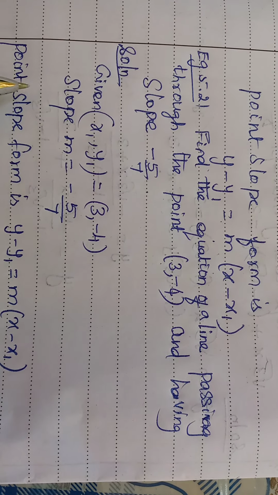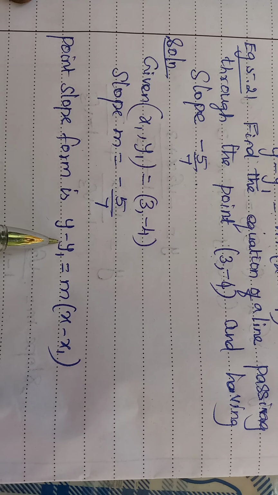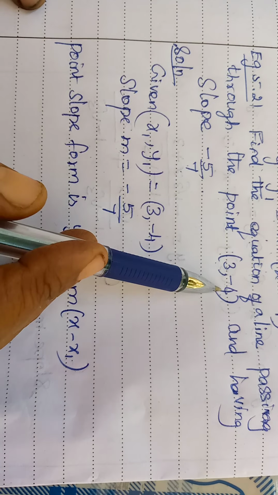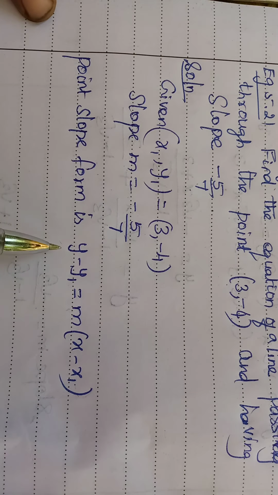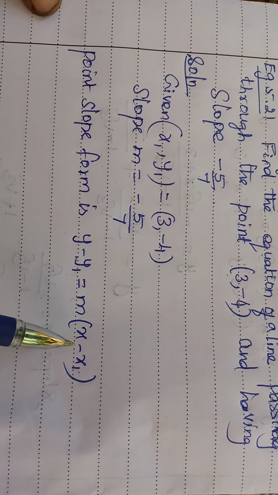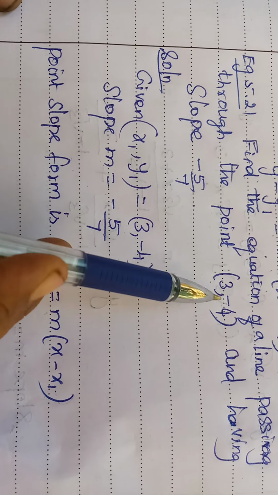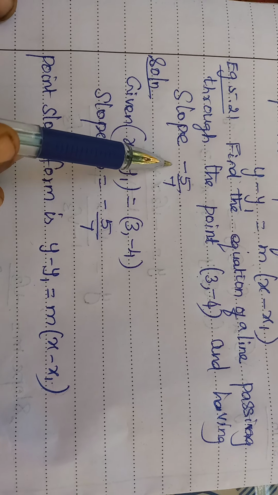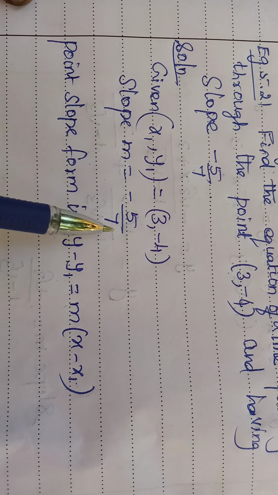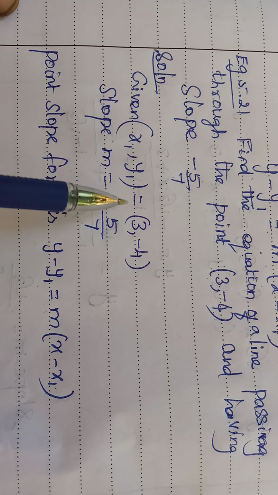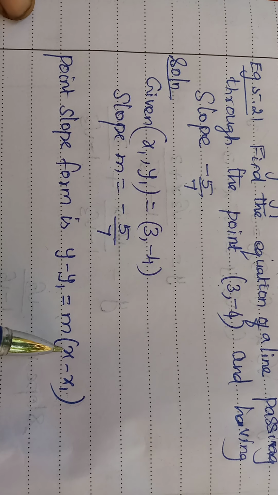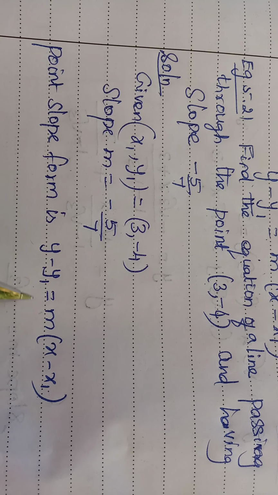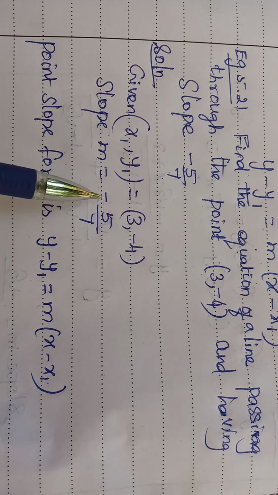We can use the point slope form y minus y1 equal to m into x minus x1. Mind it, there is a point as well as slope, which means we can use the formula y minus y1 equal to m into x minus x1. Here the given point is (3, -4), which can be taken as x1, y1. Slope m is equal to -5/7. Now substitute the x1 and y1 values here. x and y as it is, we have to keep it, because we have to form the equation. So x and y we keep, and x1, y1 we can substitute.